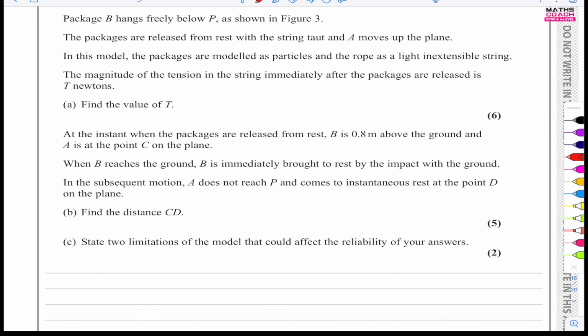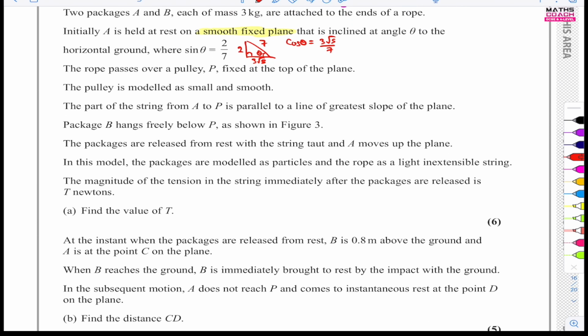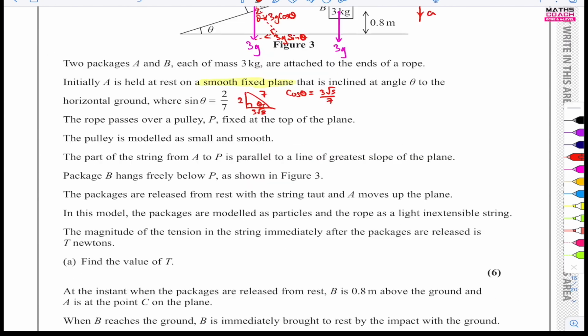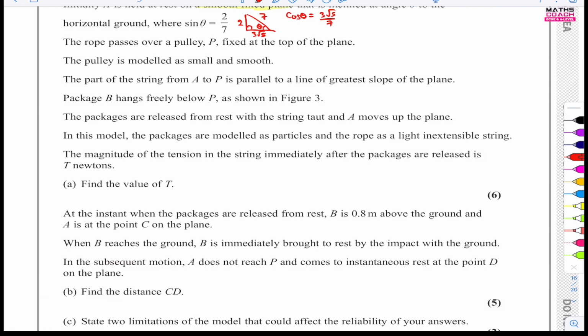At the instant when the packages are released from rest, B is 0.8 meters above the ground, as we can see from the diagram, and A is at the point C on the plane. So when B is immediately brought to rest by the impact with the ground, in this subsequent motion, A does not reach the pulley and comes to instantaneous rest at point D on the plane. Find the distance from C to D.